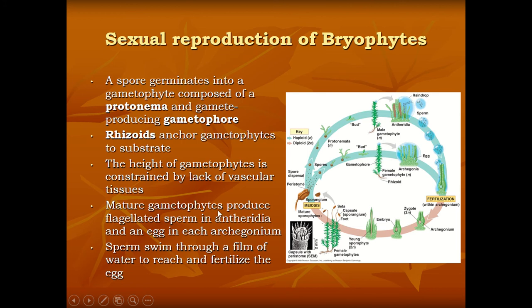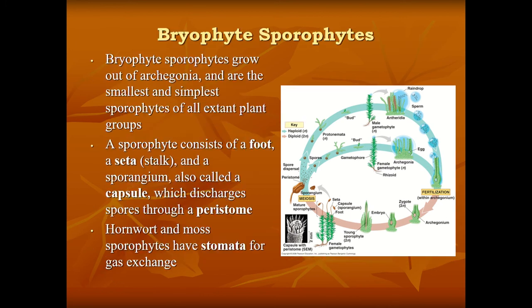And the mature gametophyte will produce flagellated sperm in the male gametophyte, and they will also produce an egg in each female gametophyte. The sperm will swim through the raindrops or the film of water to reach and fertilize the egg to produce a zygote and also a mature sporophyte. So the bryophyte sporophyte grows out of the archegonia and is the smallest and simplest sporophyte of all plant groups.